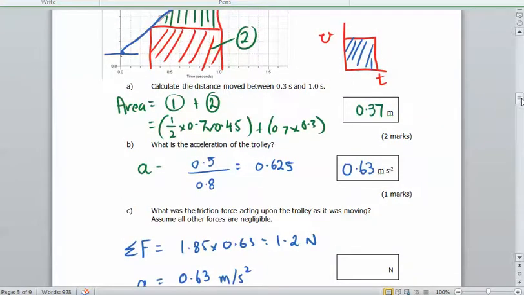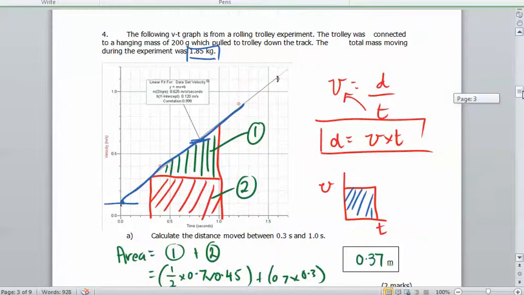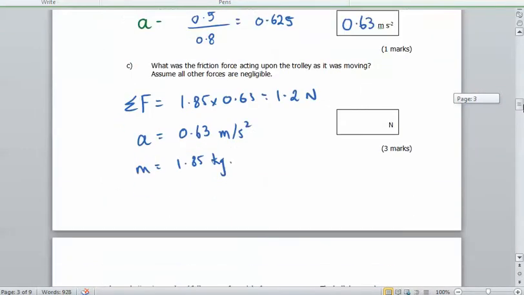What would you say then? So 1.2 newtons. What are the forces in play here, though? Let's think about the gravitational force acting on the mass. That'll be 0.2 times 9.8.